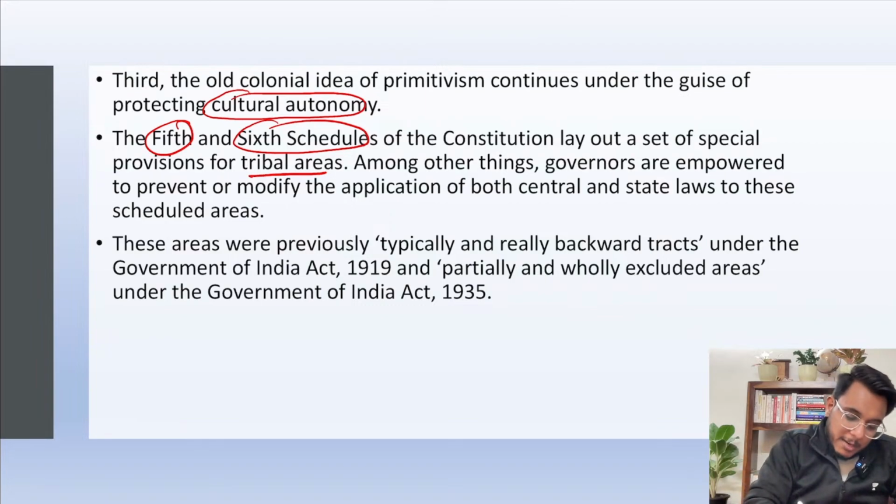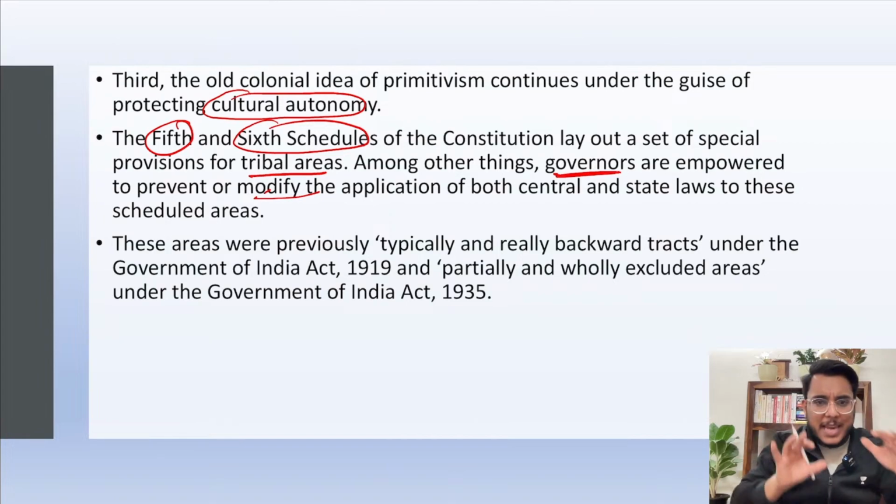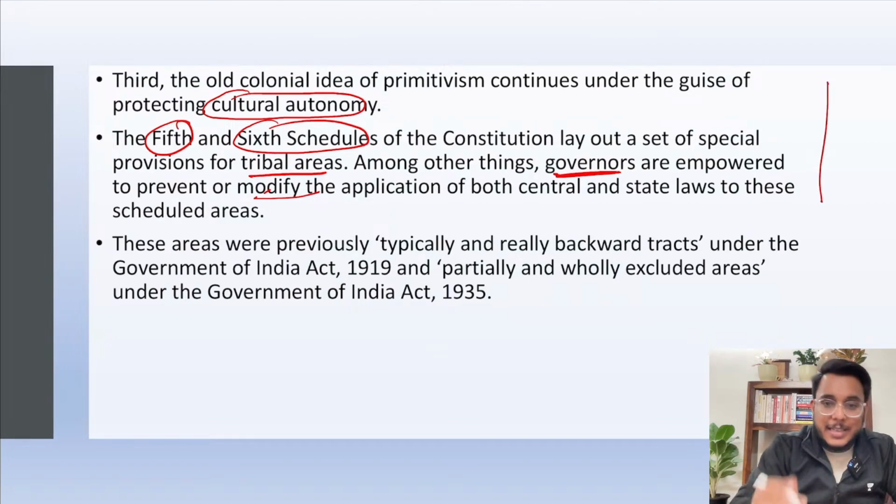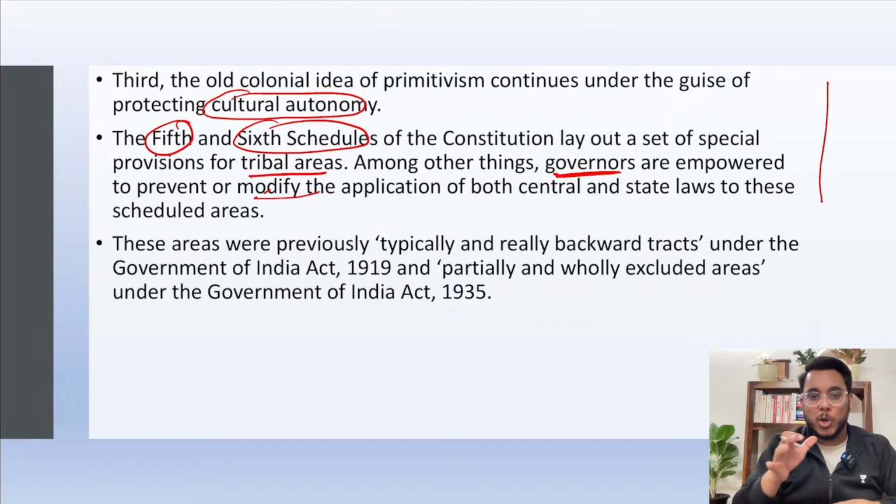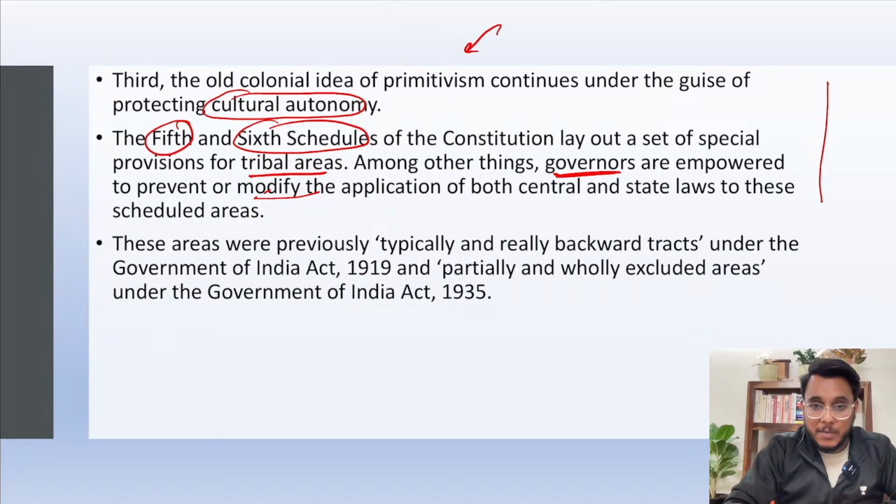For example, the governors are empowered to prevent or modify the application of any central or state laws onto the scheduled areas, the areas mentioned in Schedule 5 and Schedule 6. It is being said that these Schedules 5 and 6 give autonomy to them, so that they can protect their primitive culture and all such things. But guys, you need to know a little bit of history about this.